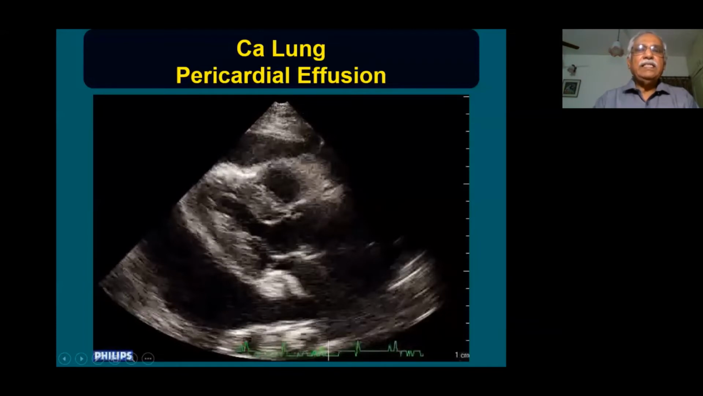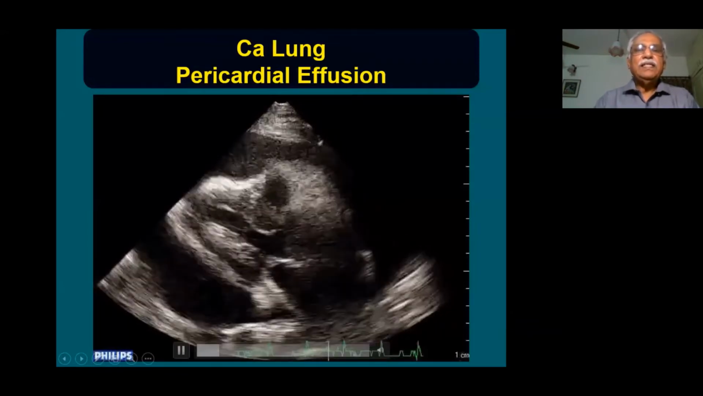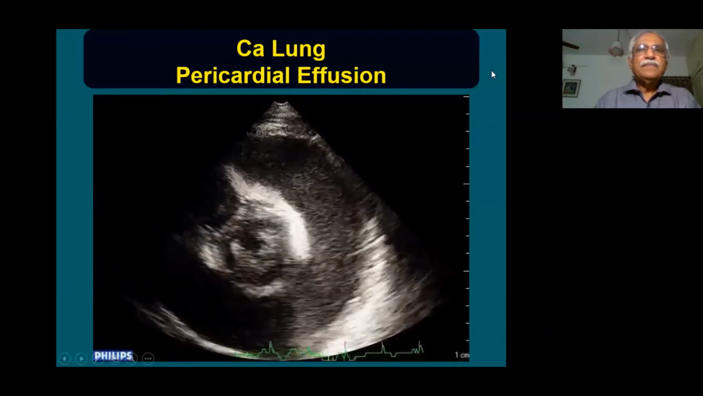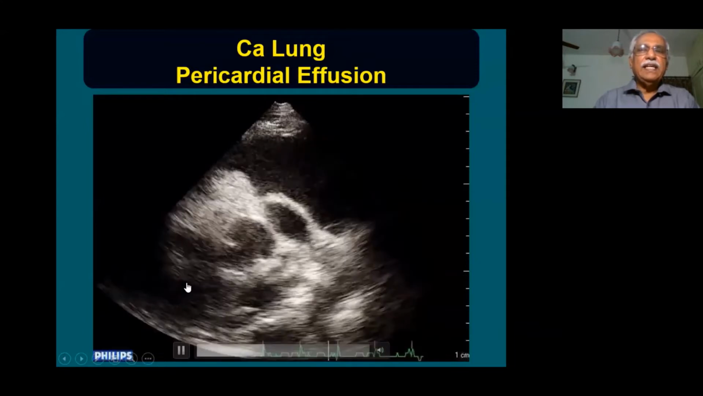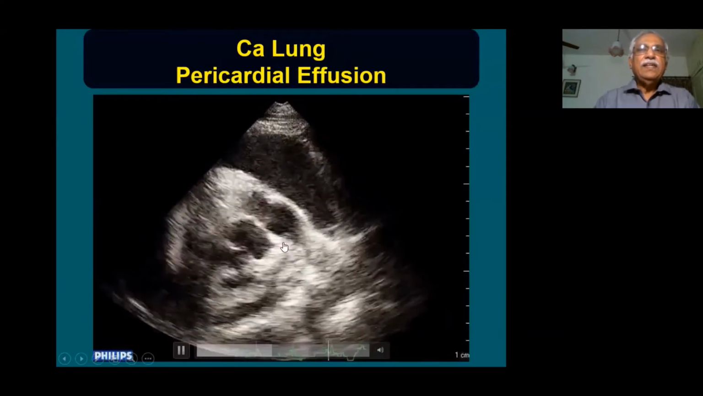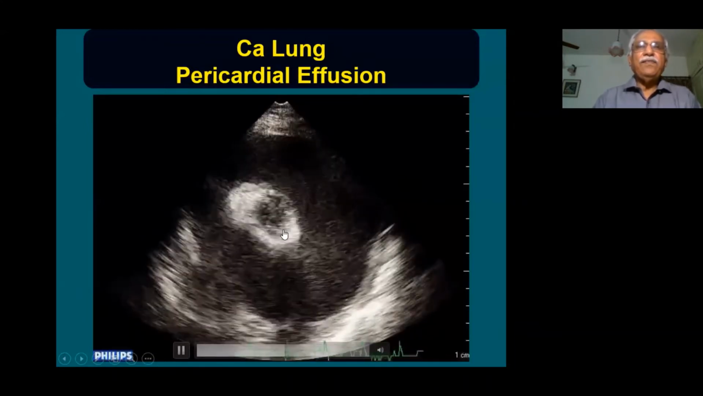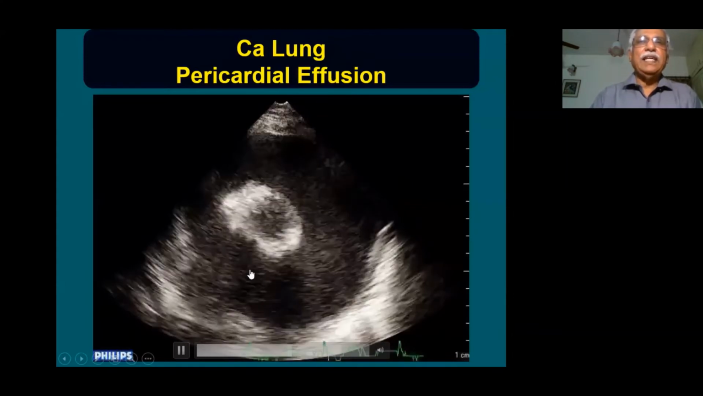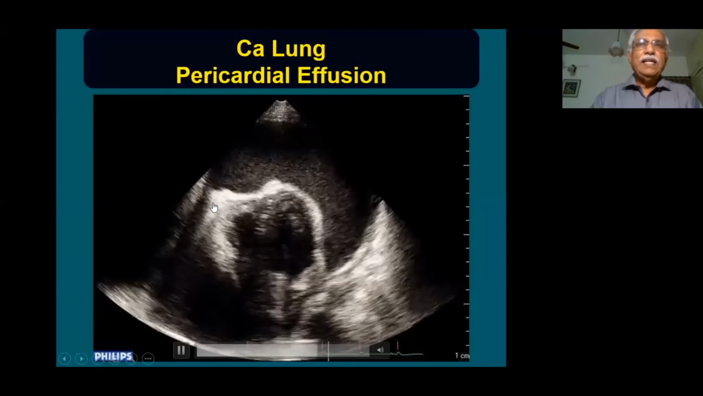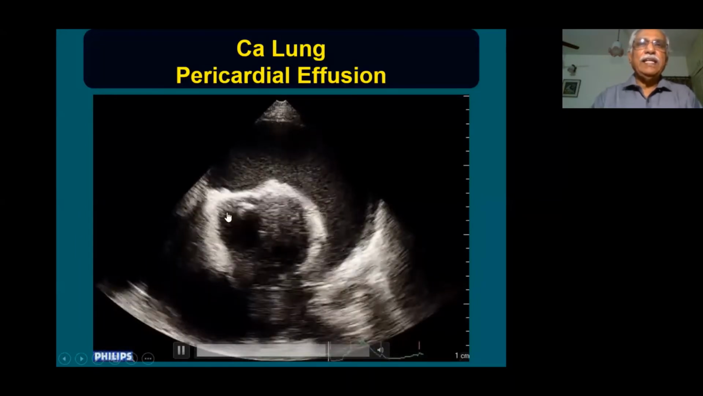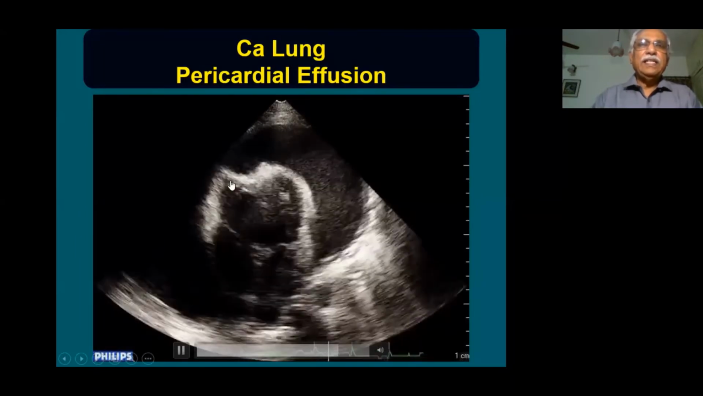This patient has a large pericardial effusion. It is present again all around the heart. You can see the floating heart within the large pericardial effusion, and the patient was having cardiac tamponade. But if you see the right ventricular wall, it is attached to a portion of the tissue outside. So this is the right ventricular wall.